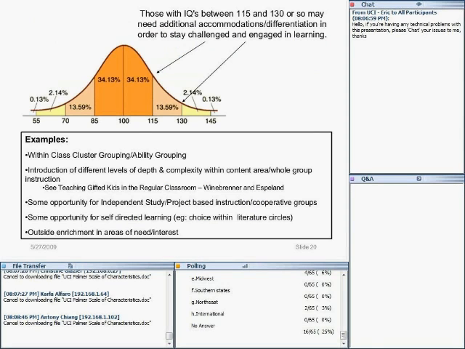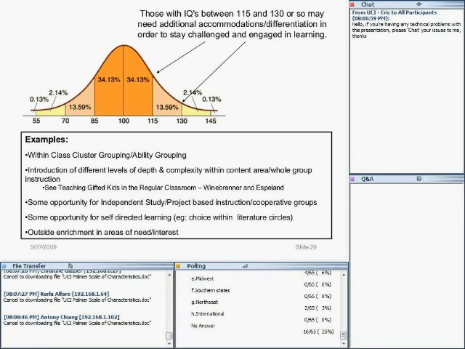I want to go a little more quickly here. I'm on slide 20. Kids with IQs between 115 and 130 might need some additional accommodation, but not necessarily formal GATE programming. And I list some of those accommodations below there under examples. Somebody just asked me about the title of the book. It's Gifted Children, Myths and Realities by Winner, W-I-N-N-E-R, Gifted Children, Myths and Realities.